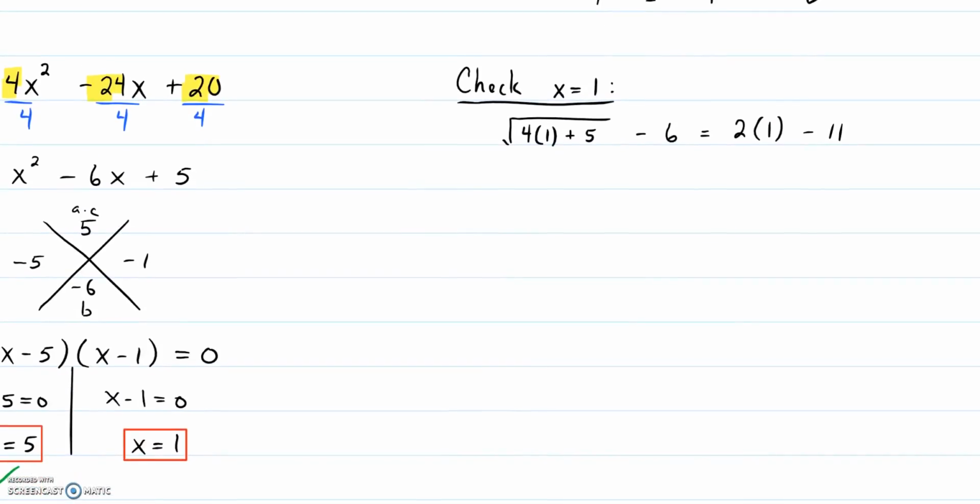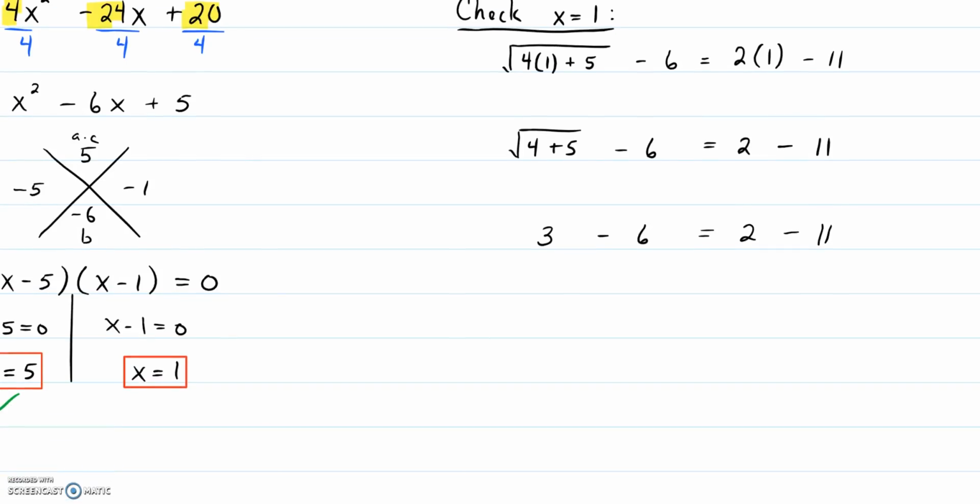Again, we're going to do the same thing and make sure that the left side equals the right side. So we have the square root of 4 times 1 plus 5, that's 4 plus 5, minus 6, is equal to 2 times 1, that's 2, minus 11. The square root of 4 plus 5 is the square root of 9, which is 3. So 3 minus 6 is apparently equal to 2 minus 11.